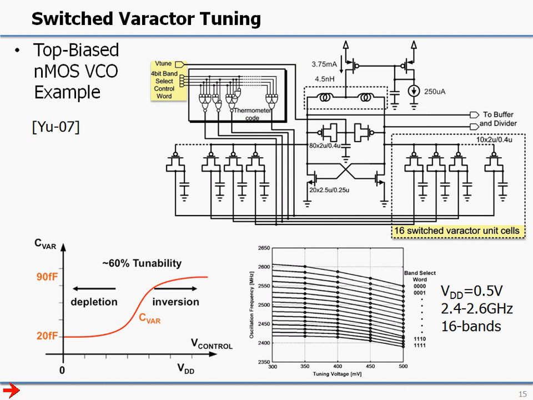An alternative to switched capacitors is to use switched varactors. I have an example here of an oscillator where the common mode voltage of the output signal sits around half the supply voltage, which means that if we take the control voltage to a low value, these PMOS varactors will go into depletion and will have a capacitance of about 20 femtofarad. On the other hand, when we take the control voltage to VDD, they will go into inversion and have about 90 femtofarad of capacitance. So we see a range of about a factor of 4 between the minimum and the maximum capacitance in this example. These capacitors are unit cells, and they need to be driven by a thermometer code.